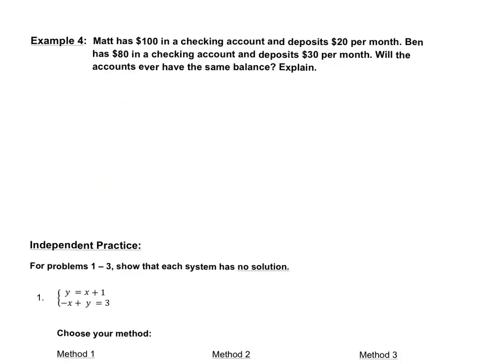Remember, per with equations is usually where we put our variable. So I can already see that there's going to be a variable right here, 20m. So Matt has $100 plus 20m. Ben has $80 plus 30m from the per month. Will the accounts ever have the same balance?